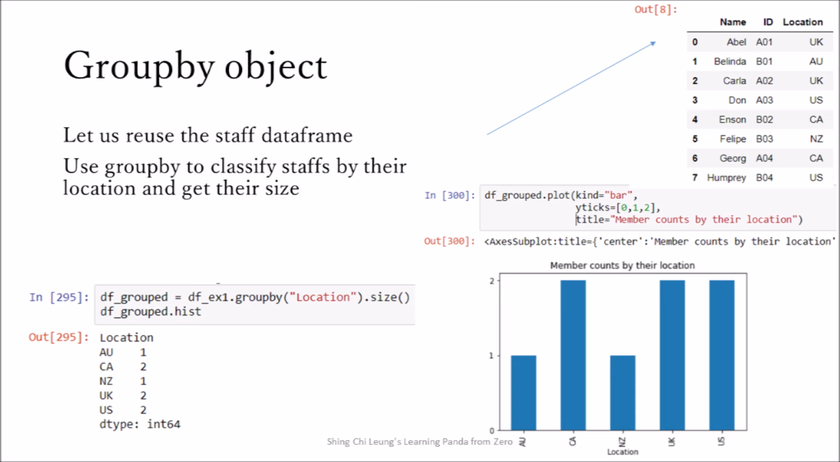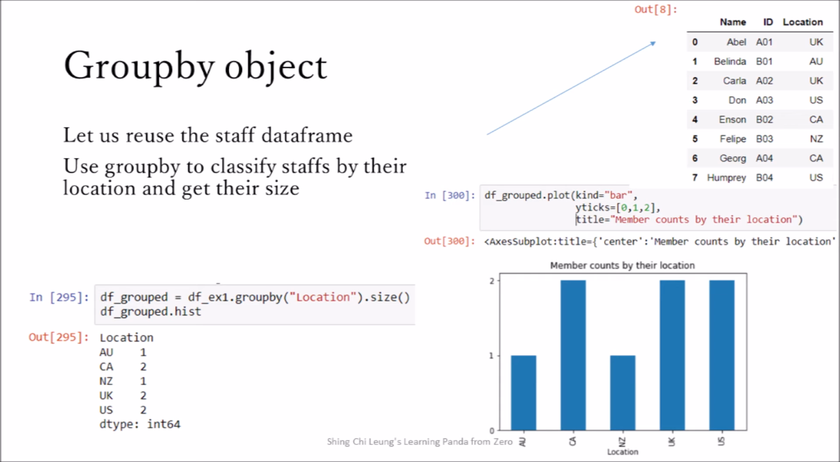Here we show you an example by the staff record we have used in Chapter 6. It contains the name, ID, and the location of some staff in a company. We can use the group by method to group the staffs by their location. Then we can do an aggregation to collect how many staffs are there in each location.